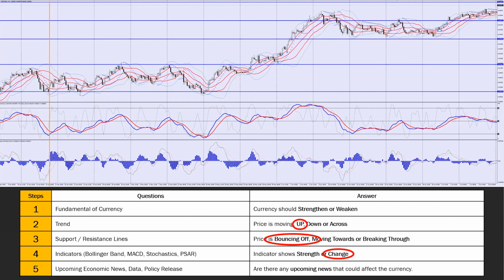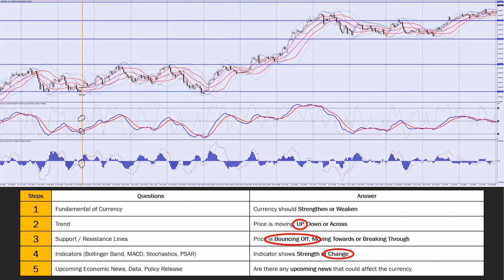Next one, and you see, these two, trade number one and trade number two, are at similar points, and you answer it almost quite similar as well. Same thing, fundamentals of the currency should strengthen, we've seen that. Trend has been going up, we've seen that. Support and resistance, you can see that again, it's hit support and bouncing up off support, up again. It's within Bollinger Band. MACD has a triangle there. That's showing me change. Stochastics is moving up towards the overbought region. PSAR is below. Same thing.